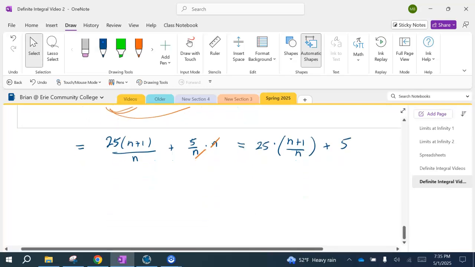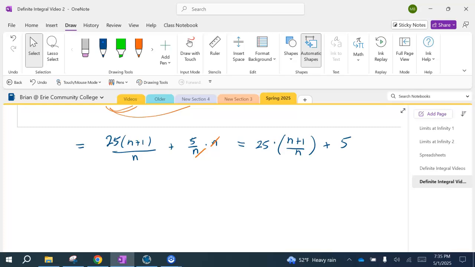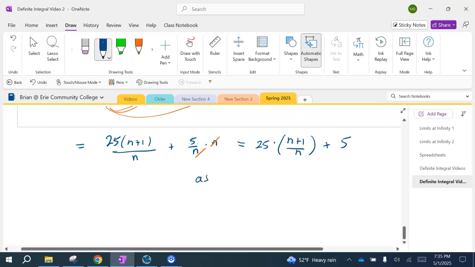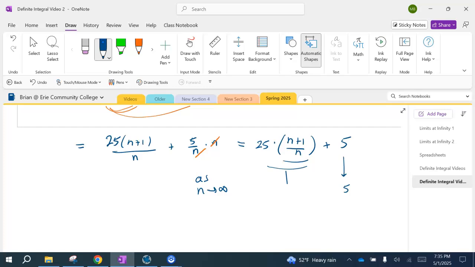Now, eventually what we want to say is, what happens as n approaches infinity, as we use more and more subintervals? What happens to those quantities as n approaches infinity? Well, this one's staying fixed. This is approaching 5. This thing right here in the parentheses is approaching 1, so this whole quantity here is approaching 25 times 1, which is 25. So the whole deal is going to approach 30 as n approaches infinity.